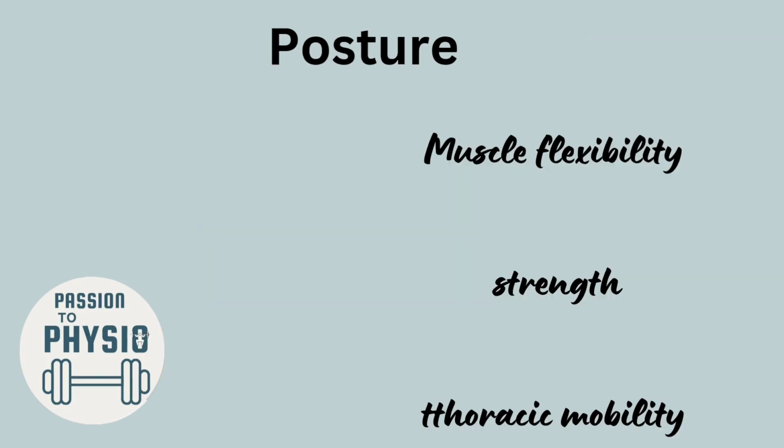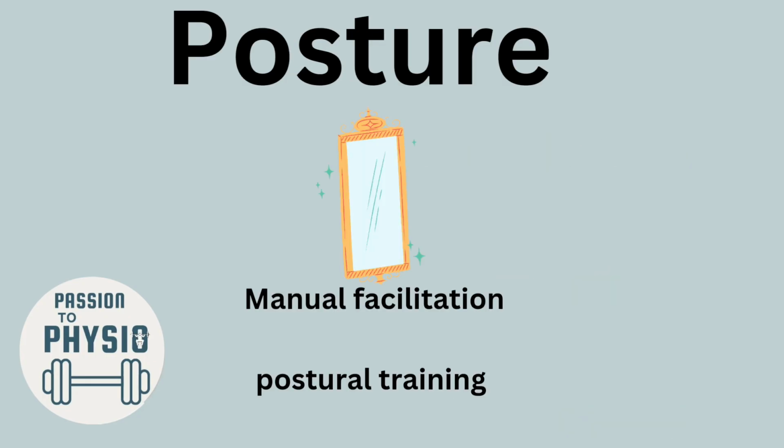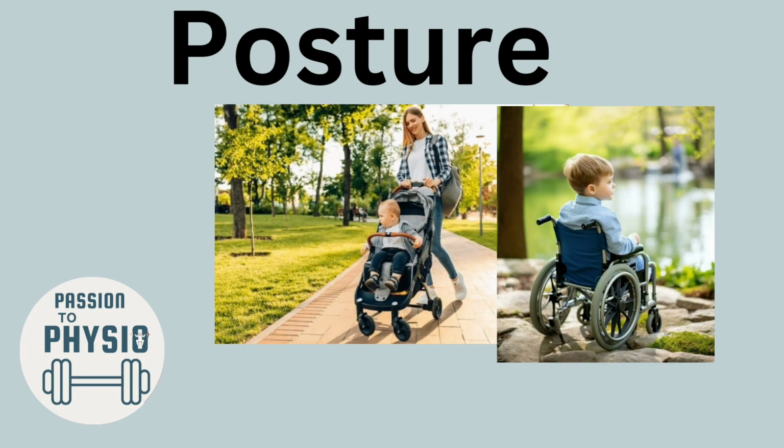Now we are talking about posture. A child's posture is affected by the child's muscle flexibility, strength, and thoracic mobility. We have to consider these three things. Therefore, addressing these items earlier has an indirect effect on the child's posture. The therapist can use a mirror during therapy to provide visual feedback to the child regarding his or her posture. Manual facilitation of spinal extensors during standing and sitting is also effective. Postural training should be incorporated into the child's daily activities so that there is greater carryover of postural changes when the child is not in therapy.